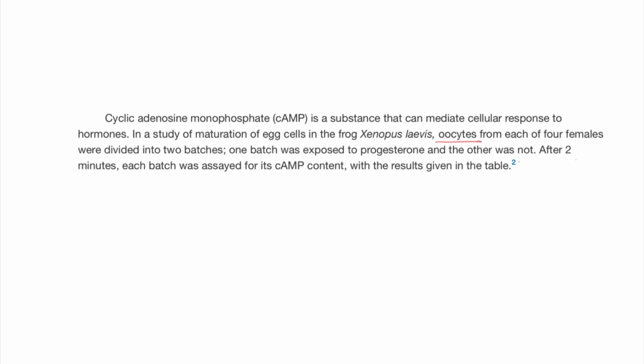But before we even look at the next page, we can already know that this is quantitative data because they are measuring a certain amount of content for each batch of oocytes. So they're not just counting the number in different categories, they're measuring. So this is quantitative data. And not only that, we have paired data for sure because they're taking these oocytes from each of 4 females. Each female produces a pair of observations, some oocytes that were exposed to progesterone and some that were not.